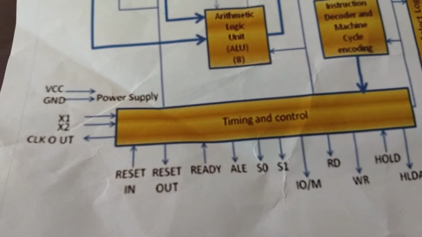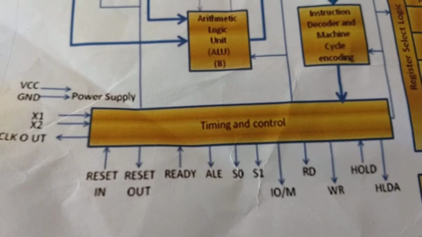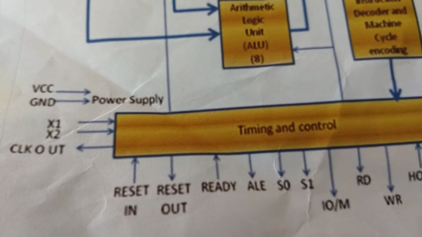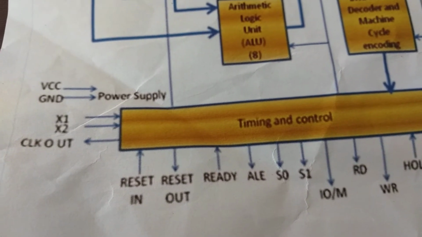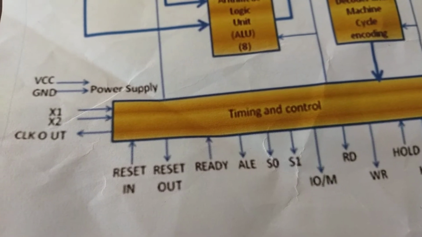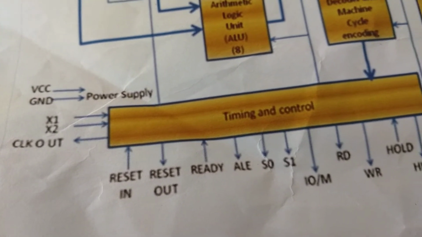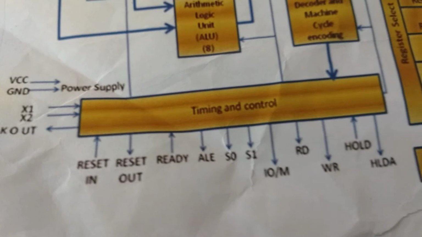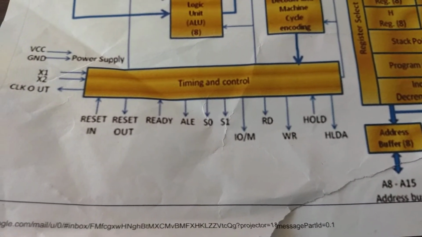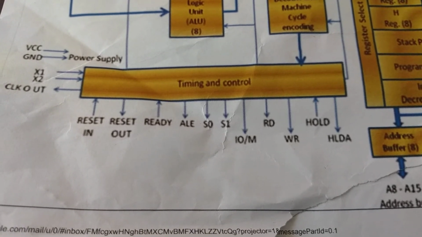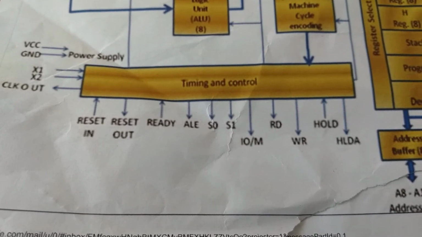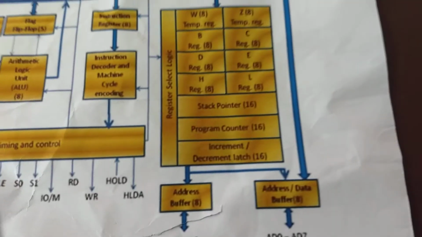Obviously the supply is required for the working of such a complete architecture. So you can say VCC is the external power supply, and grounding, we all are aware of these things. Then X1 and X2 are where the crystal oscillator is connected. So this is about the timing and control unit. It means the time required for execution of any instruction from beginning to end can be indicated by this timing and control unit.